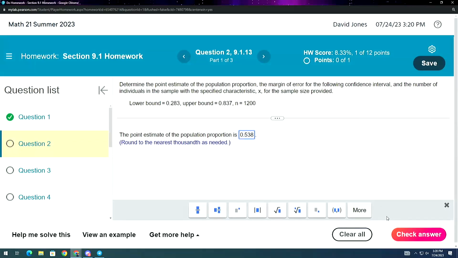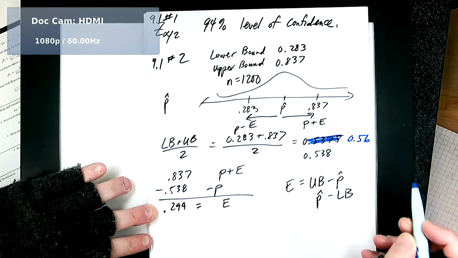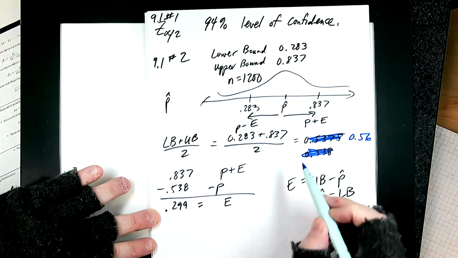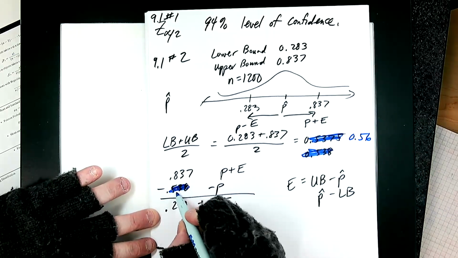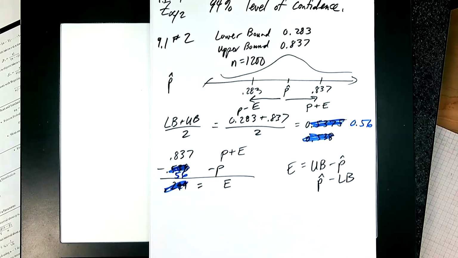Let me make sure I added them right first. Oh shit, I didn't. It's 0.56. I made a glitch. Let's come over here. That's really 0.56. So that changes this over here. That's 0.56. And that's gonna change that value right there.